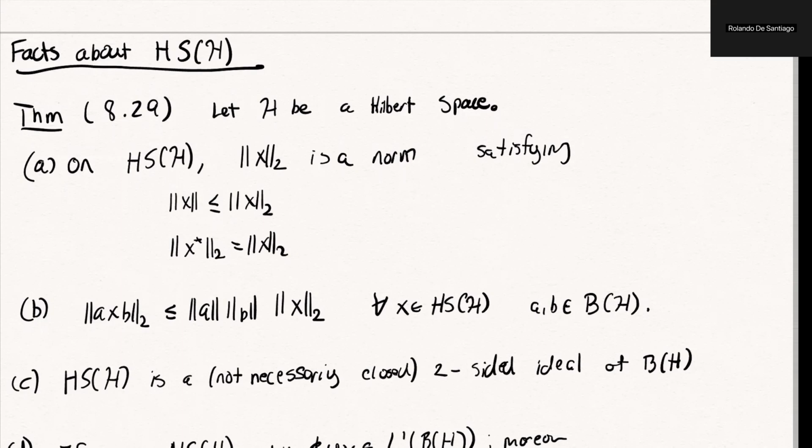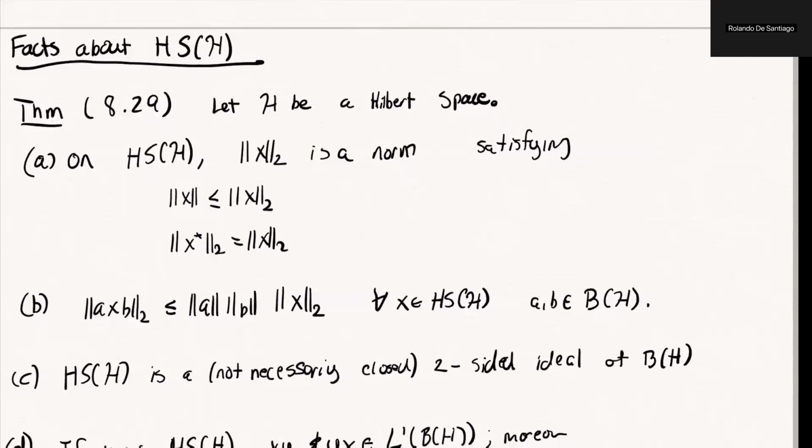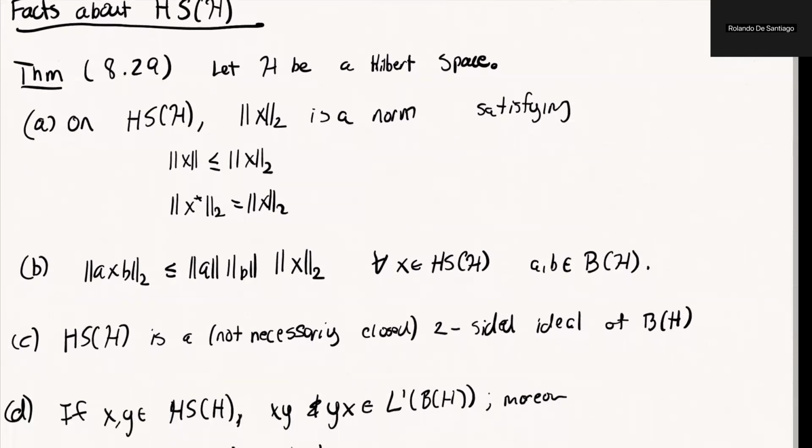If you take a product of the form AXB and consider the 2 norm of that, then that is less than or equal to the operator norm of A, the operator norm of B, and the 2 norm of X, whenever X is a Hilbert-Schmidt operator. As a consequence, this tells you that the collection of Hilbert-Schmidt operators is a not necessarily norm closed two-sided ideal of B of H.